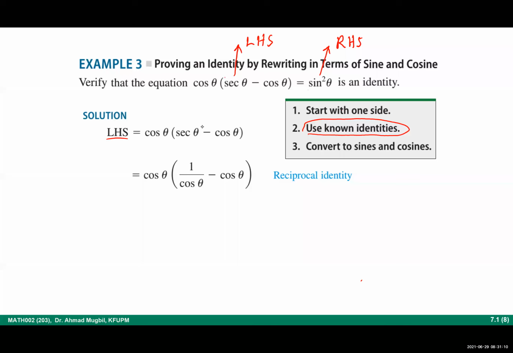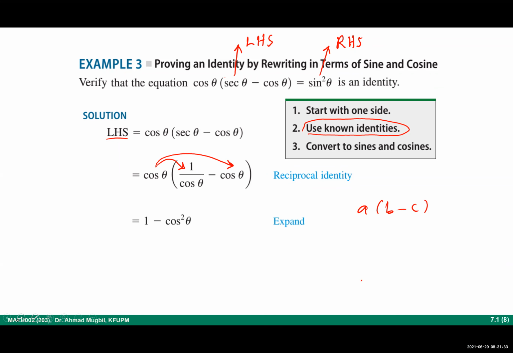Multiply cosine by 1 over cosine equals 1. Yes. Distribute or expand. Thank you, Migdad. So, and then minus cosine squared, that's all the fraction equals sine squared theta. We will multiply cosine by the first term and by the second term. You know the distribution rule. So we will distribute it.